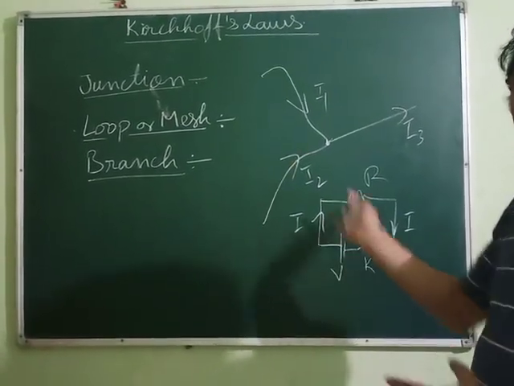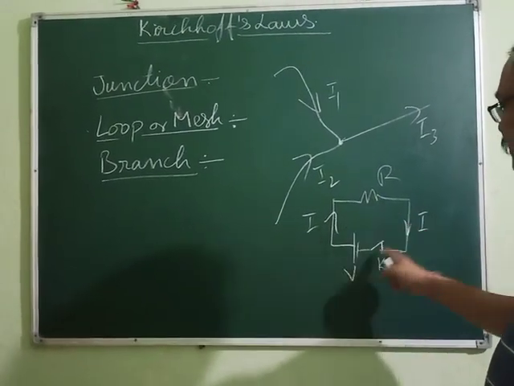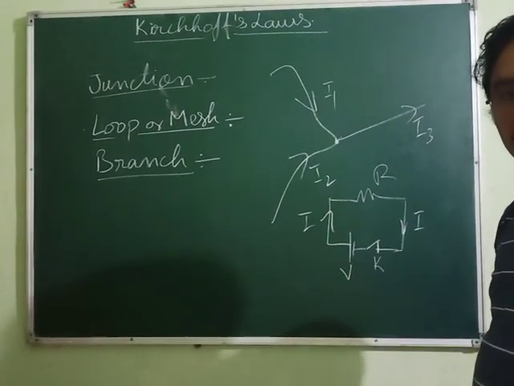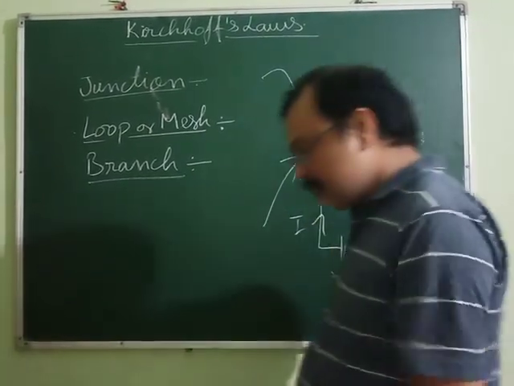It can be rectangular, it can be circular, it can be of any shape. Shape is not a matter. The matter is that it must be a closed path. Now next is branch. What is branch?